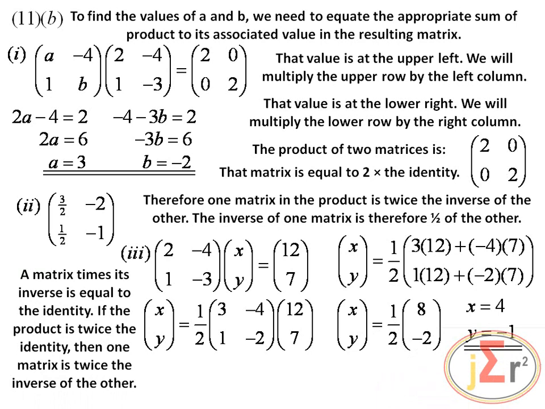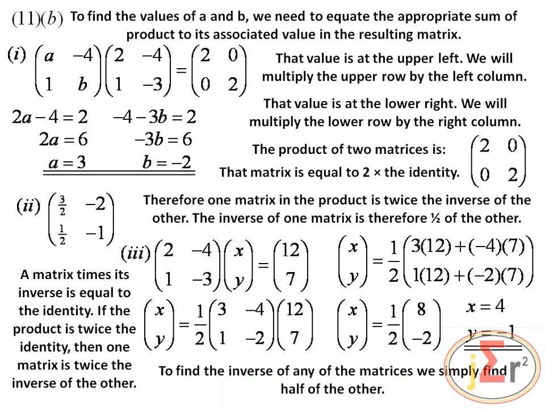A matrix times its inverse is equal to the identity. If the product is twice the identity, then one matrix is twice the inverse of the other. As we said before, to find the inverse of any of the matrices, we simply find half of the other. So to find the inverse of this, we find half of this. To find the inverse of this, we find half of this. But we were required to find the inverse of this, so we did that by taking half of this one.